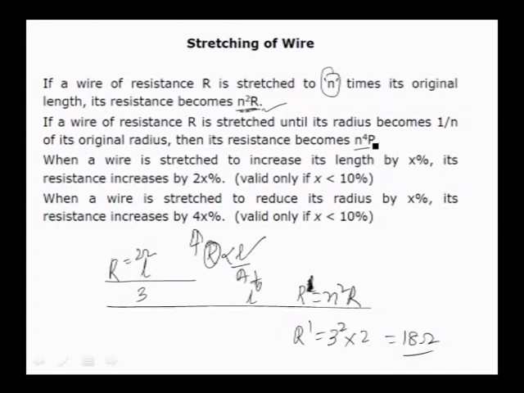Similarly, they were given in terms of percentage. When a wire is stretched to increase its length by x%, then the resistance increases by 2x%. Similarly, in terms of radius, when a wire is stretched to reduce its radius by x%, its resistance increases by 4x%, like this. This is the concept related to the stretching of the wire. We can easily solve by taking the help of these 4 parameters, like this.